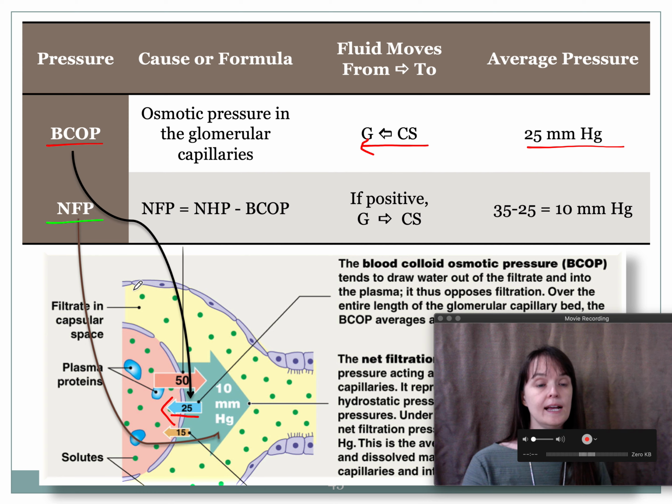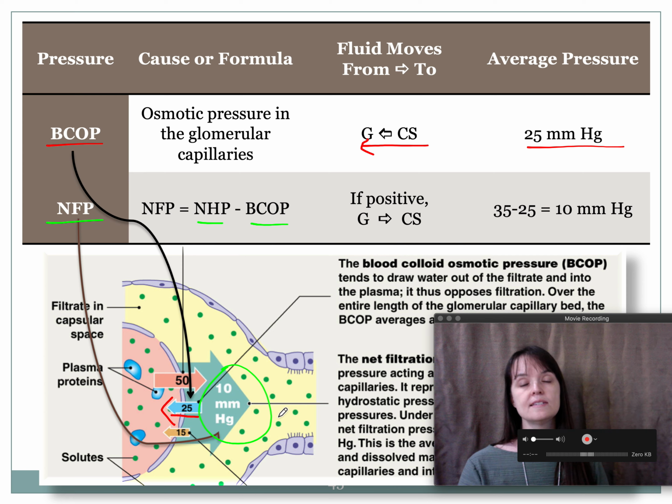There we go. And net filtration pressure is the net hydrostatic pressure minus the blood colloid osmotic pressure. So it's everything. 50 minus 25 minus 15 is on average 10, a positive 10. And if it's a positive number, then you make filtrate. You squeeze fluid out of the glomerulus, the blood vessels, into the capsular space, and the fluid in the capsular space is filtrate. Okay. And we'll talk about what happens if that quits in a second when we get to it in the note set.